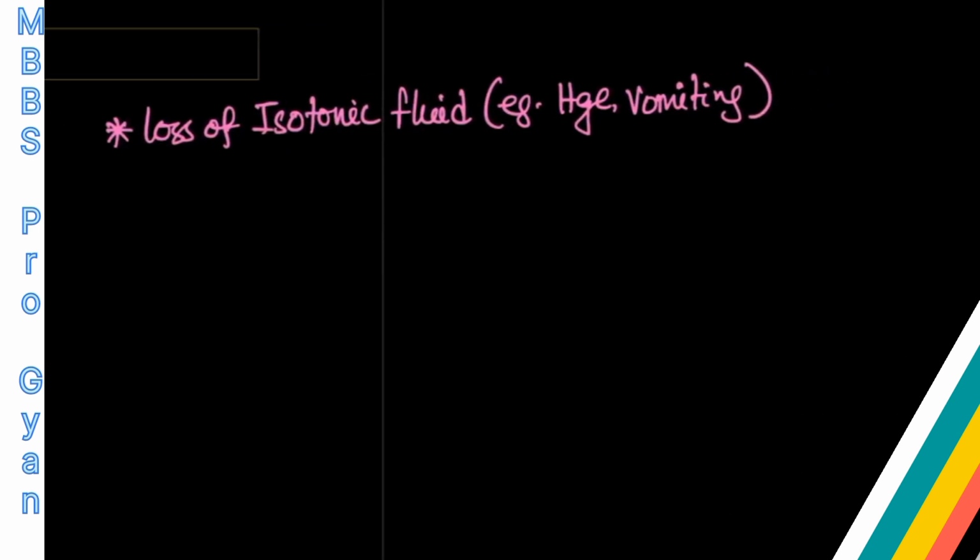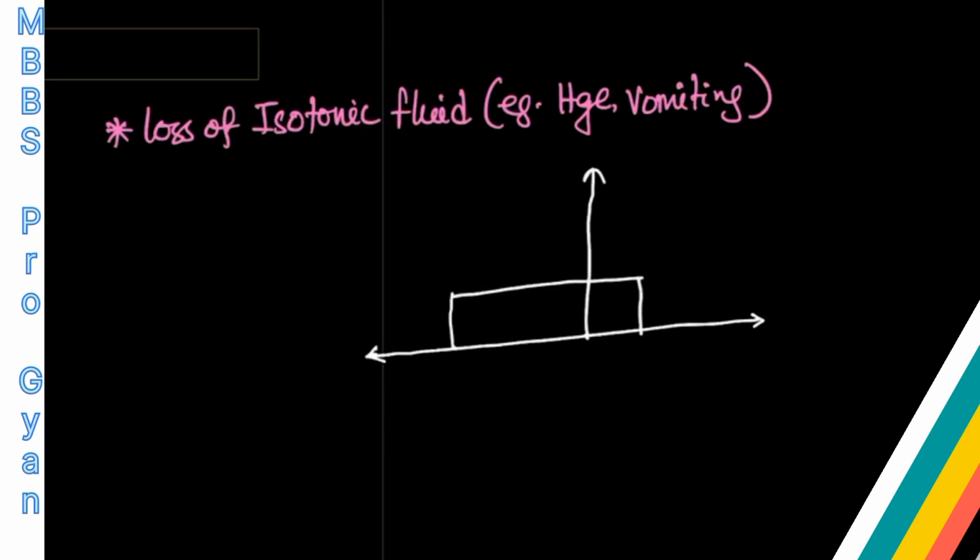In these cases, how is the diagram going to change? Again, very, very simple. So this is the x-axis, this is the y-axis, and this is the whole compartment of the body. Because there is loss of isotonic fluid, there will only be a decrease in the volume of the ECF. Now this ECF compartment will look like this. Osmolality is not going to change.